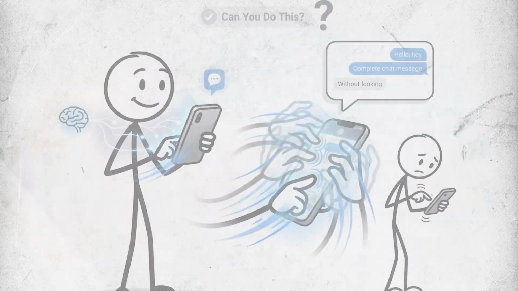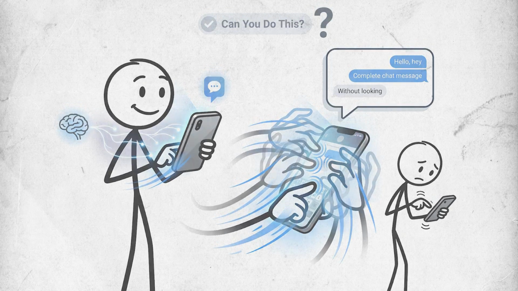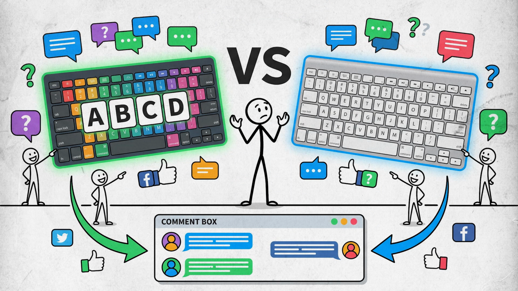So can you type fast on your phone without looking at the screen? And do you think we should finally switch back to an ABCD layout?